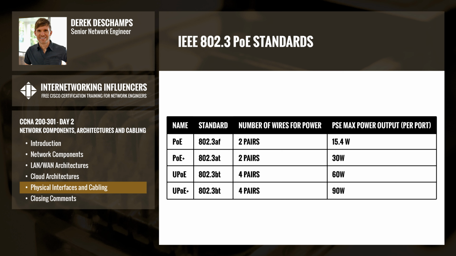Over the years, several IEEE standards have been developed for Power over Ethernet. The original PoE and PoE Plus standards only allow 2 pairs of wires in a standard Ethernet cable to be used for power, while the latest UPoE and UPoE Plus standards allow all 4 pairs of wires to be used for power. This allows PSEs to output a greater amount of power per port.